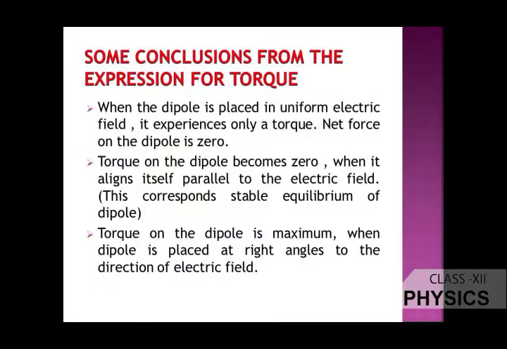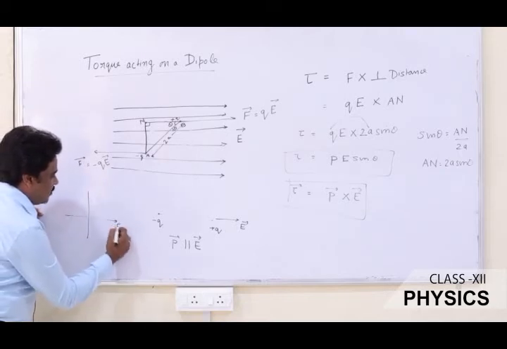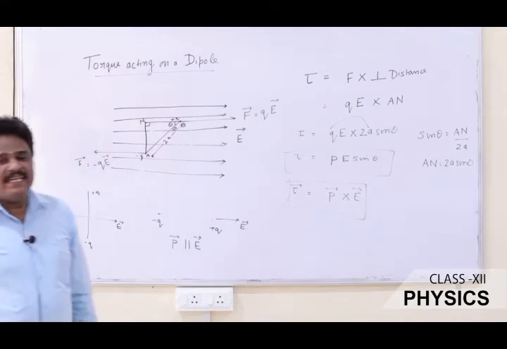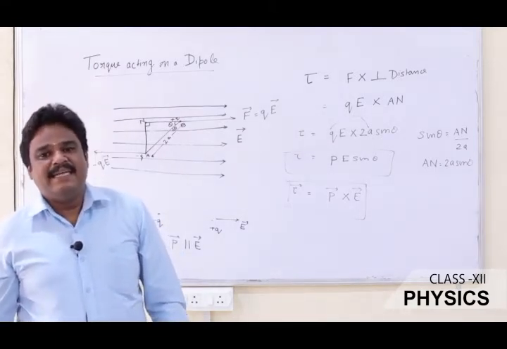Now, the next one: when will the torque value be maximum, or when does the dipole experience maximum torque? When the dipole is kept perpendicular, or at right angles, to the direction of the electric field, it experiences maximum torque. So these are some important conclusions related to the torque acting on a dipole.